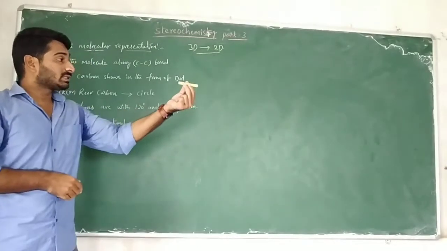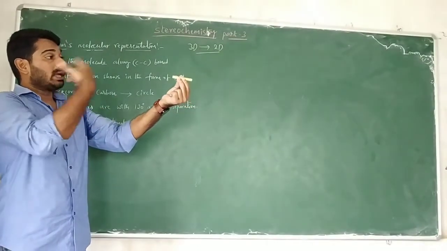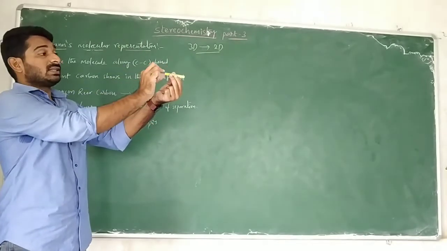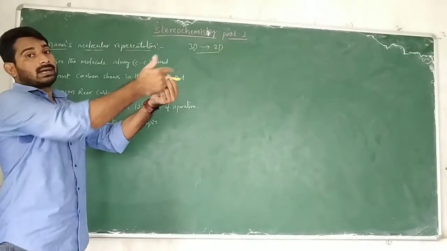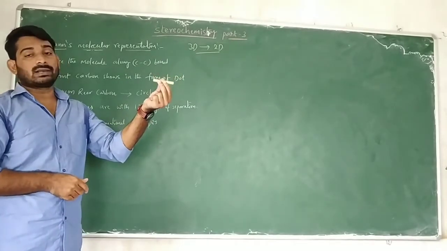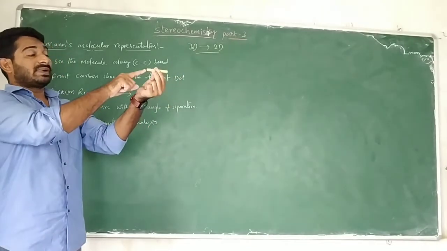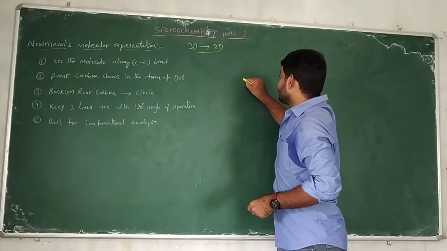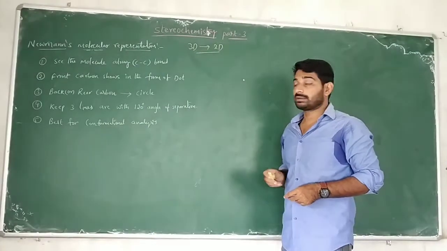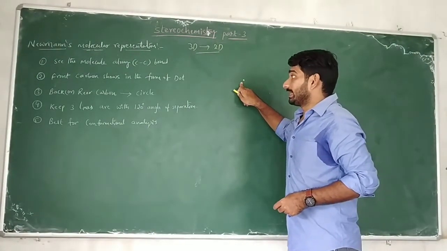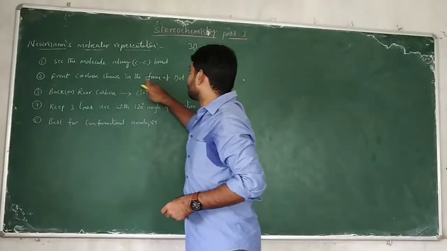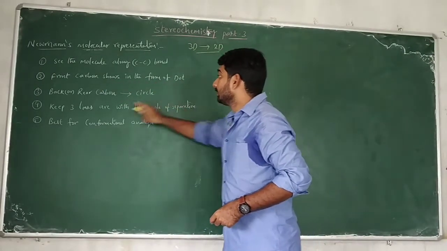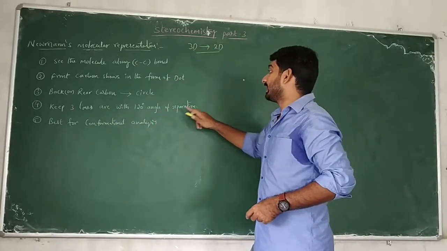When I see the molecule like this, I am able to see only this end carbon. I am unable to see the other end, because the front carbon eclipses the back carbon. So the front carbon is represented in this model with a dot. Next, we keep three lines with a 120 degree angle of separation.